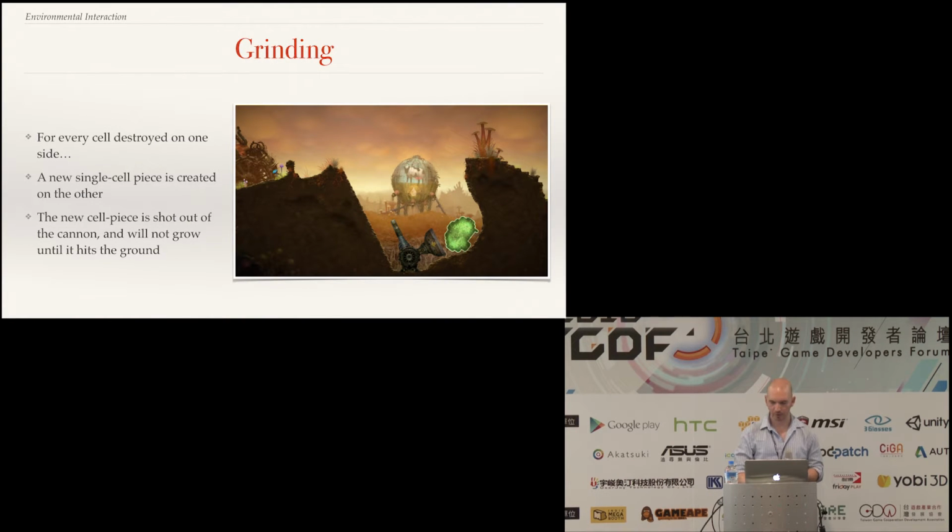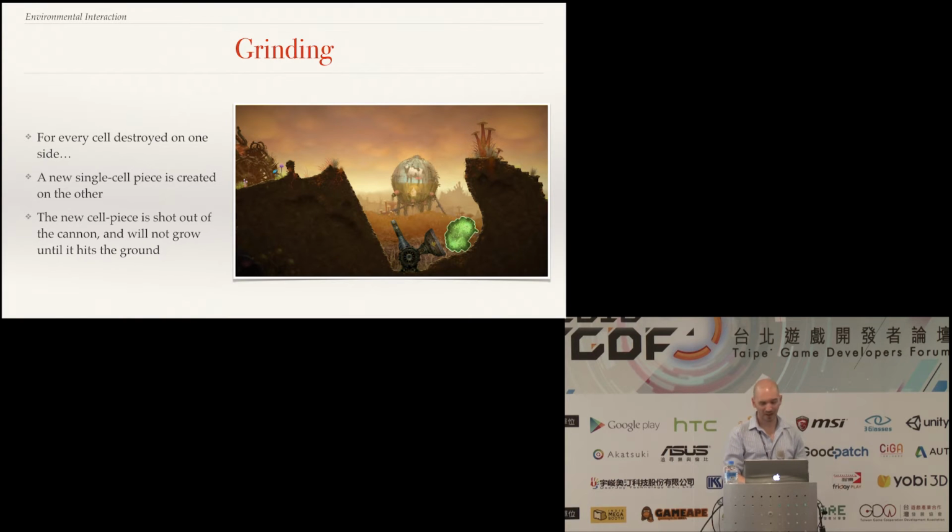Grinding is another interesting thing that you can do with Mushroom 11. There's basically a kind of destructor on one side, and for every cell that's destroyed on one side, a new single cell piece is created on the other. So it's really almost no code in there. All you do is take the new cell that was created and apply some velocity and throw it away. And since we talked about the fact that you can't grow in mid-air, it will not grow until it touches the wall.